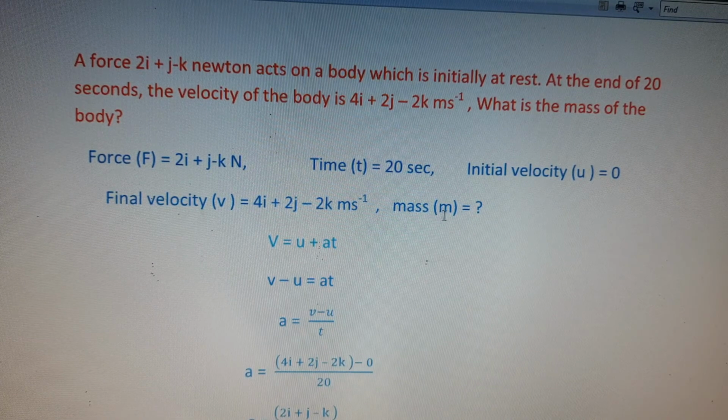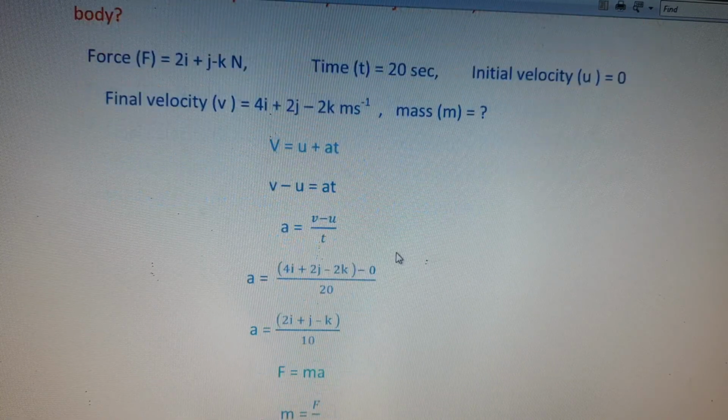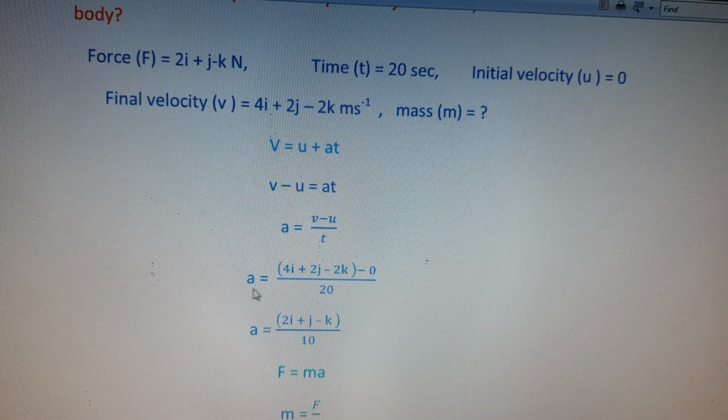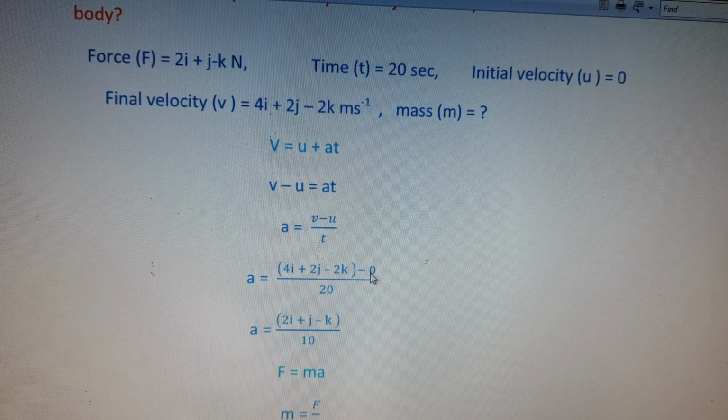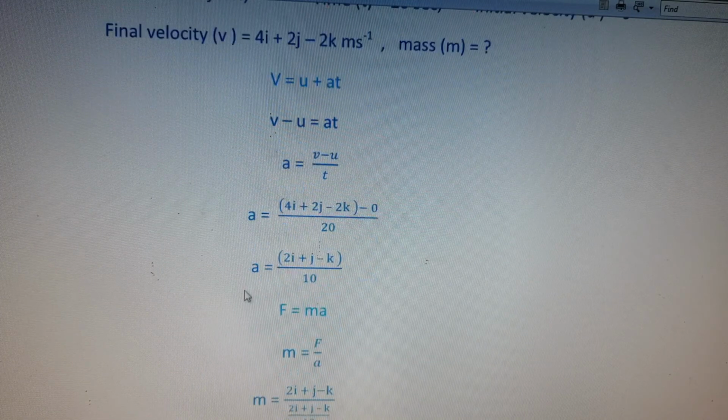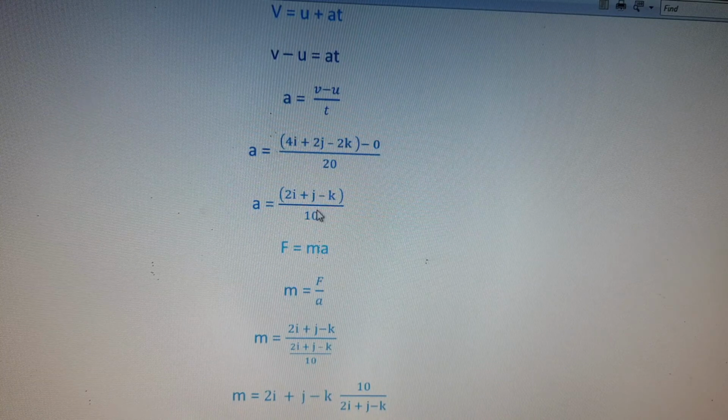So mass m is equal to how much? We take the first equation of motion, v is equal to u plus at. So v minus u is equal to at. So a is equal to v minus u by t. So acceleration a is equal to v, which is 4i plus 2j minus 2k, minus u, the initial velocity, which is 0, divided by time, which is 20. So we can take the common factor 2. So 2 by 20, 2 ones are 2, 2 tens are 20. So acceleration a is equal to 2i plus j minus k by 10.